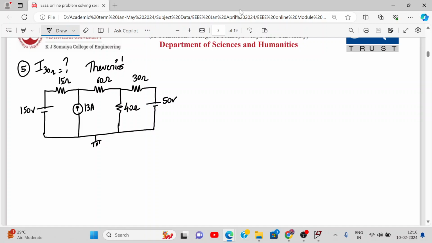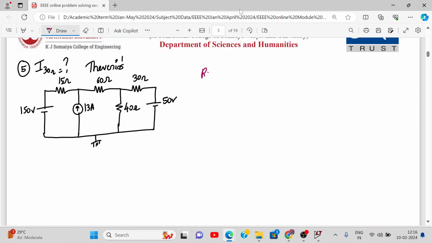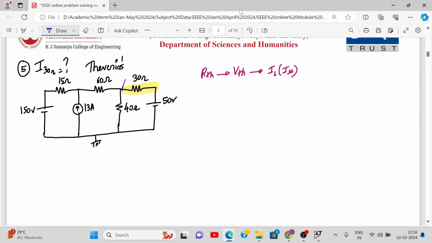What do you do in Thevenin's theorem? First we calculate RTH, next we calculate VTH, and then we find the value of IL. In this case IL is I of 30 ohm. So where is my load resistance? Over here, right? So this is A, this is B.